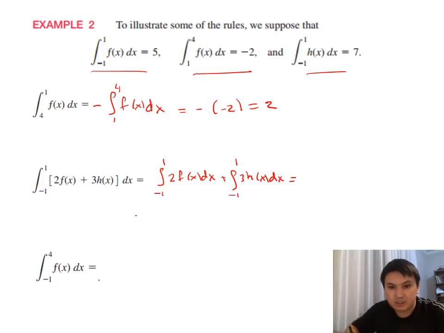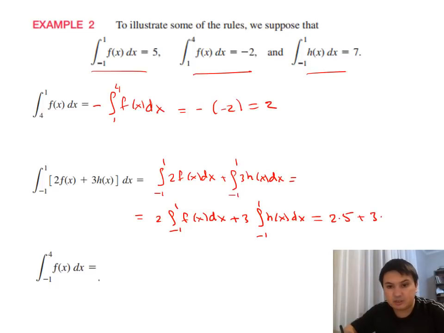I can write this as 2 times the integral from -1 to 1 of f of x dx, plus 3 times the integral of h of x from -1 to 1 with respect to dx. All right, so the integral from -1 to 1 of f of x is 5, so this is 2 times 5, plus 3 times the integral of h from -1 to 1, which is 7. That's what we get. So 10 plus 21, 31.